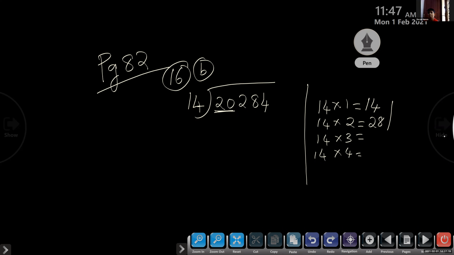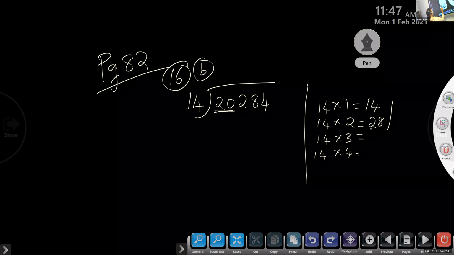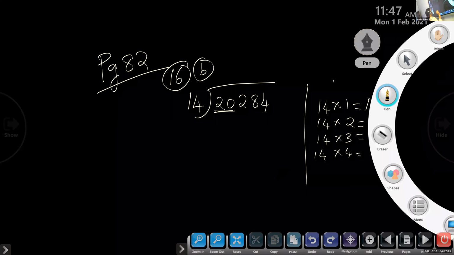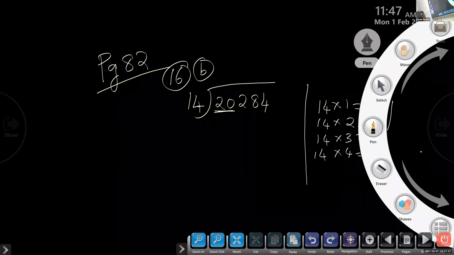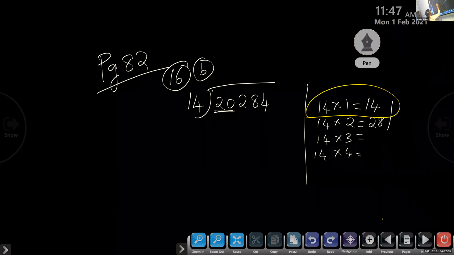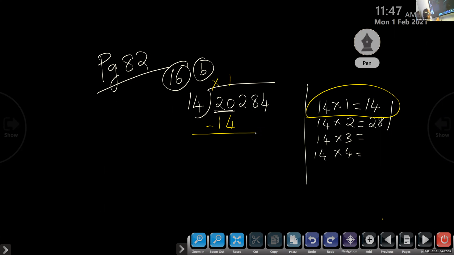So children, I'm going to do slowly. This is a little bigger number. We have done 5 divided by 2, 10 divided by 3, same model, but here the number is a little bigger, so we are going to do very slowly. 14 into 1, 14. Then the remainder, 20 minus 14, 6. Then what do we have to do? Bring down, 62.